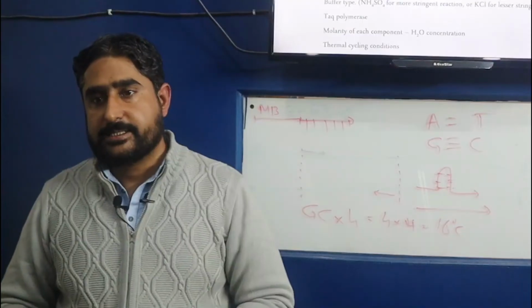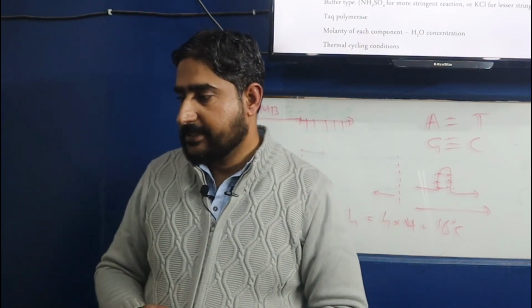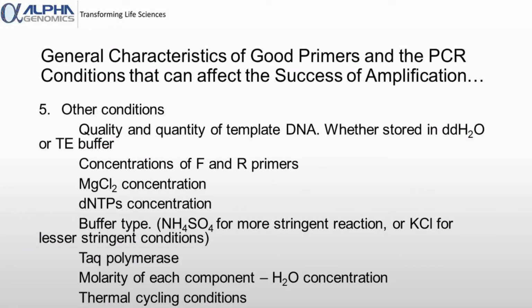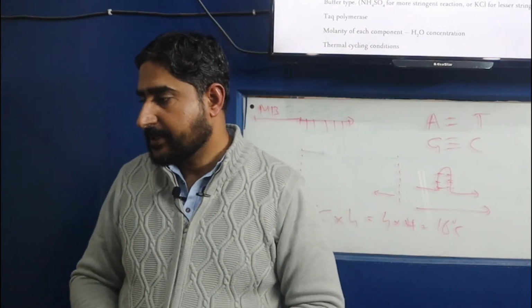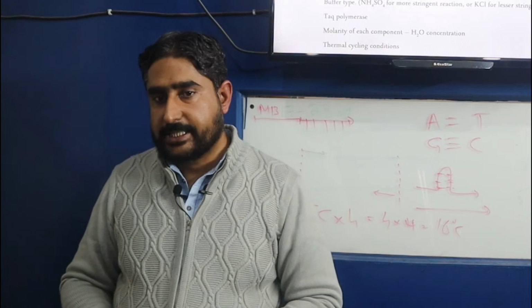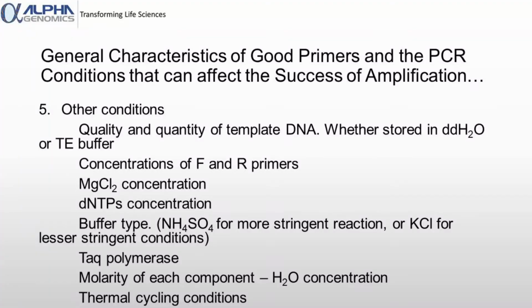There are some other conditions which are important for the success of primers. So for example, quality and quantity of template DNA. The quality and quantity of template DNA is very crucial in successful amplification of PCR, or polymerase chain reaction. The other important thing is whether the DNA is dissolved in TE buffer or in double distilled water.